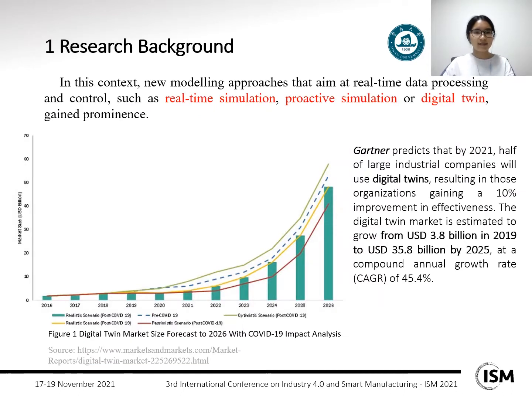So in this context, new modeling approaches that aim at real-time data processing and control, such as real-time simulation, proactive simulation, or digital twin, gained prominence. Among them, digital twin is one of the top 10 strategic technology trends of 2021. Gartner predicts that the digital twin market is to grow from $3.8 billion in 2019 to $35.8 billion by 2025.